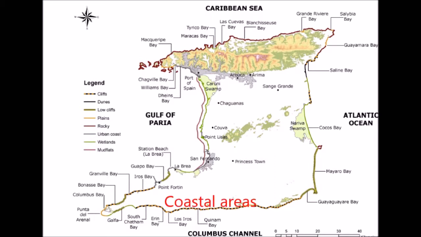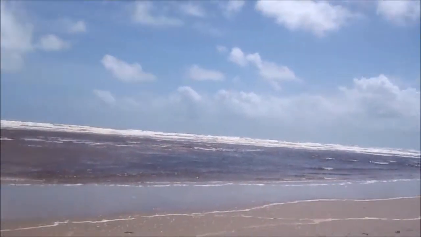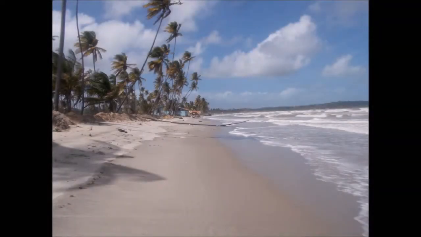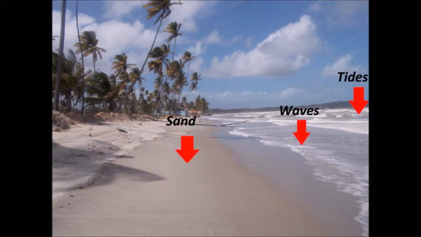In Trinidad, a large portion of the population is located in coastal areas. Coastal zones can be defined as the transition zone between land and sea. Sandy beaches dominate open coastlines. The main physical factors of sandy beaches are tides, waves, and sand.